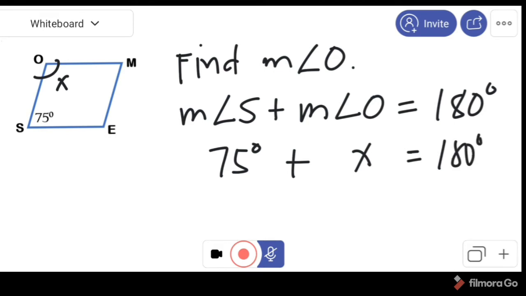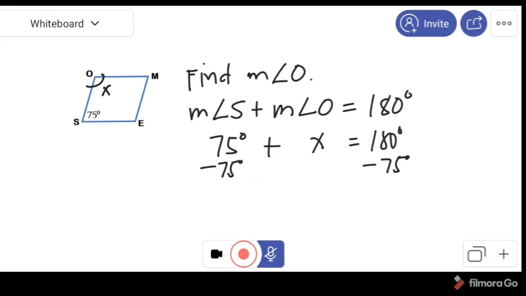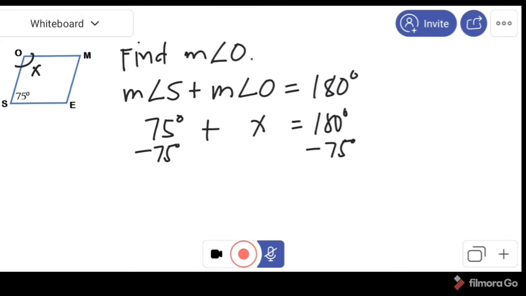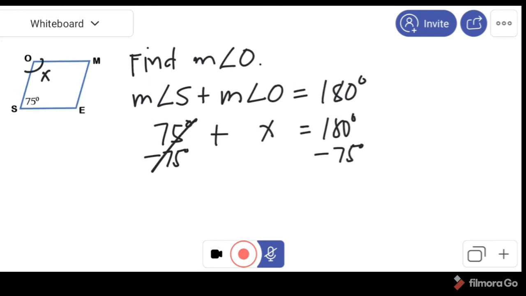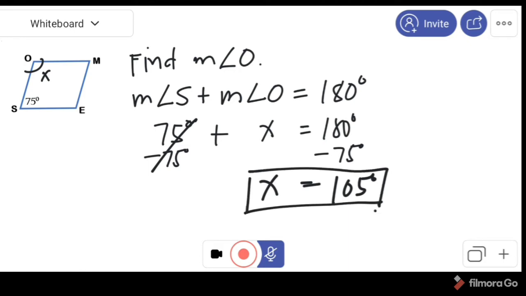Addition property of equality. Let's use 75 degrees. Subtract it on both sides of the equation to find the value of X. So now we have this cancelled. X is equal to 180 minus 75 is 105 degrees. So this is the answer: the measure of angle O is equal to 105 degrees. To check if our answer is correct, simply add 75 degrees and 105 degrees, and the total is 180 degrees.